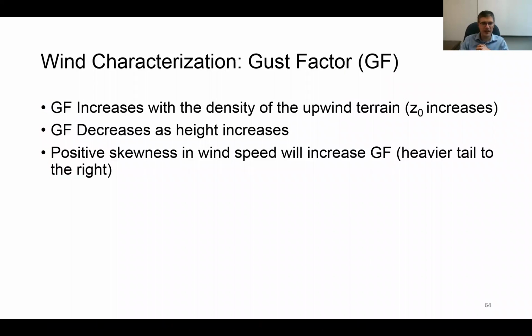So quiz is over, here's the answers. The gust factor is going to increase with the density of the upwind terrain. The Z0 increases. We've already seen that before, right? The turbulence increases, the mean decreases as Z0 goes up, so your gust factor is going to go up.